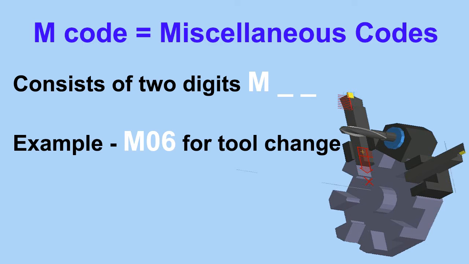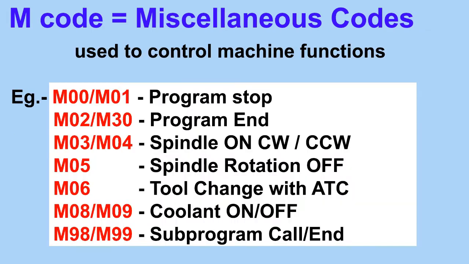M code's full form is miscellaneous codes. These codes are used to control the machine functions. Machine functions such as spindle rotation on, coolant on, door on/off, chuck clamp or declamp, tool change, subprogram on/off, or program end. For all these functions, we use M codes. So you can also call M code a machine code.